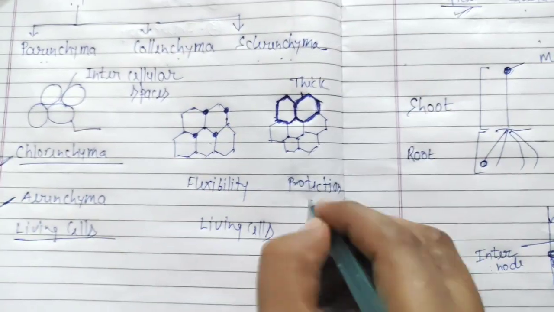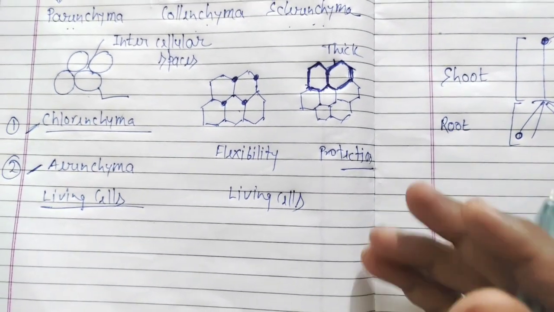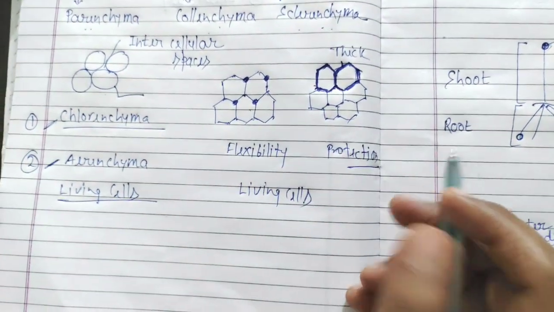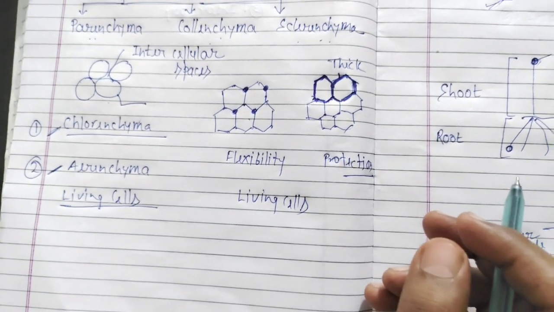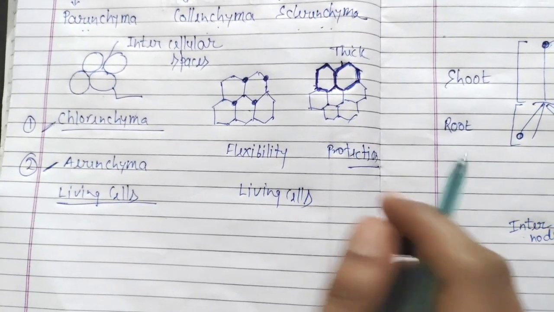Protection. Basically, if you see bark, bark is made up of what? Bark is made up of dead cells. So bark also has sclerenchyma. If you see the husk of coconut, that is also made up of sclerenchymatous tissues. Are you getting it? Yes, sir.